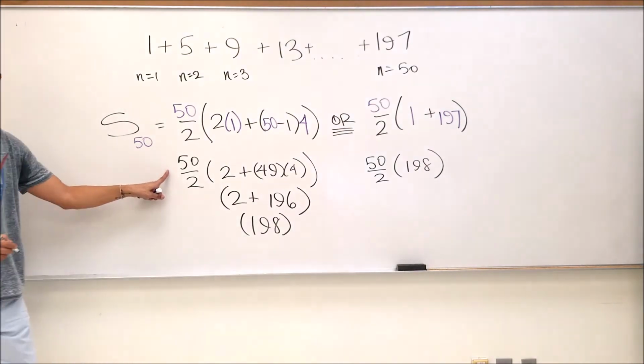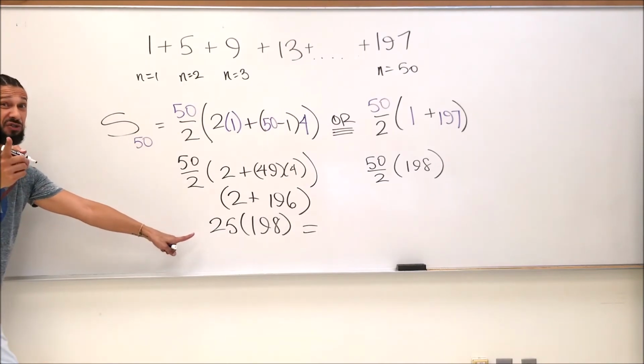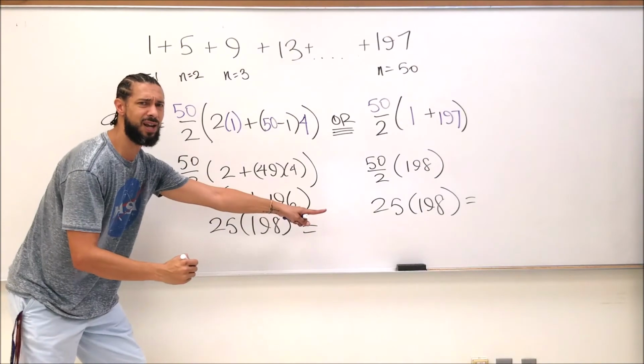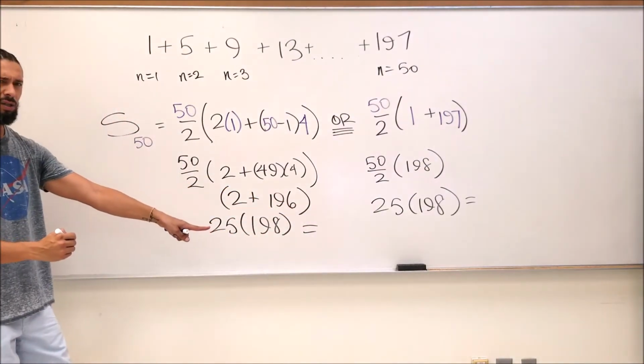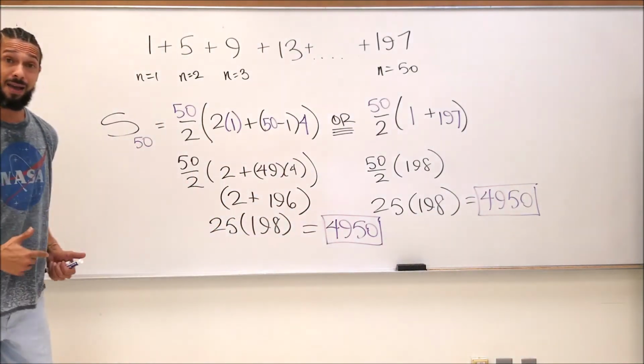Well, you know what? 50 divided by 2 is 25. I'm going to do that in a second. Let me show you something over here. What's 50 divided by 2? And times 198, isn't that what it is? So both of these answers are the same, 4950, either way.